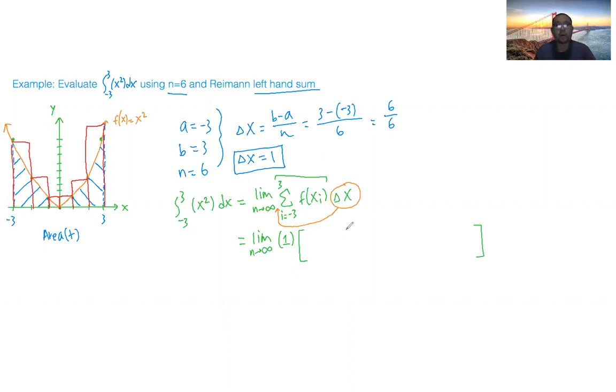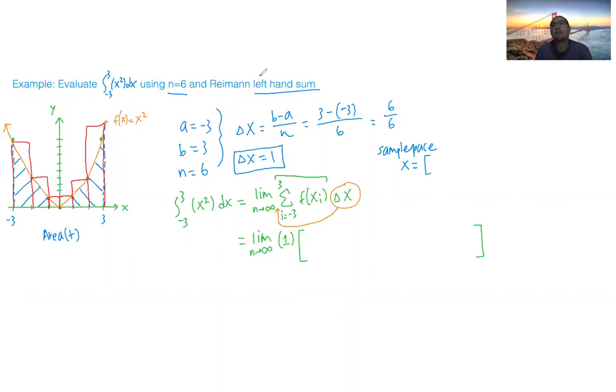And so what are our sample spaces? Forgot to write that up here. Our sample space values of x, right? We know that our interval starts at -3, ends at +3. We have 6 of them, right? And every time you move to the right, that's 1 unit. So -3 goes to -2, goes to -1, goes to 0, and so on.